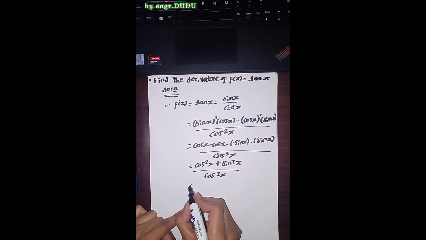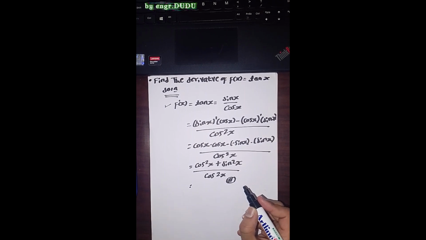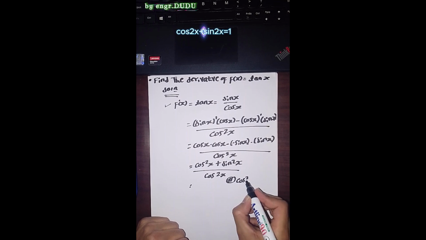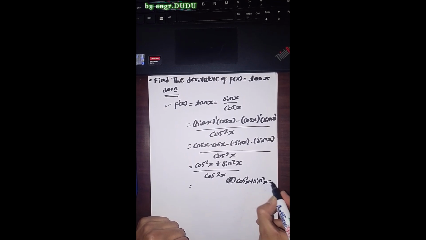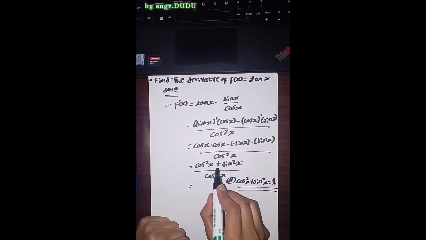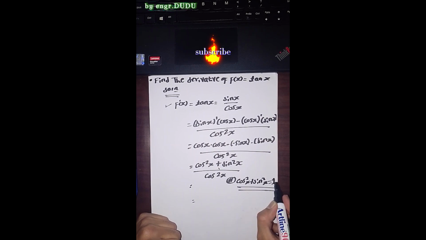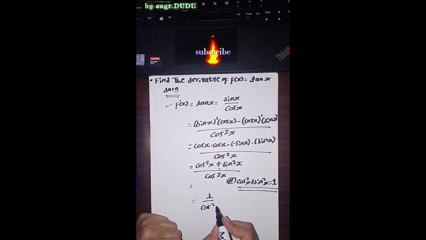Then the main point is, from the previous video, cos square x plus sin square x is equal to 1, always 1. Then substitute in this position: 1 over cos square x.